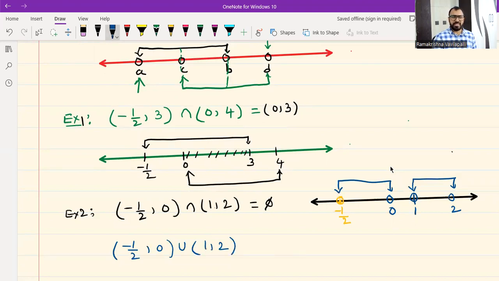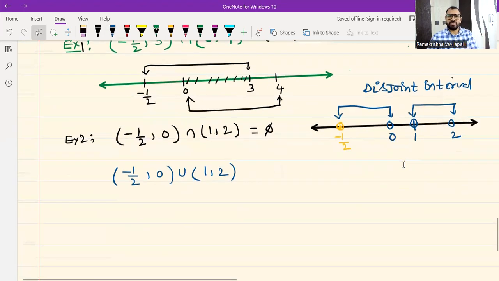If I ask this one, what is the union of these two intervals? See, these intervals are disjoint intervals, right? Disjoint intervals means there is nothing common at all. When nothing is common in two or more intervals, then they are known as disjoint intervals. So if you want to ask what is the union of these two intervals, just this is the union, because we have to write them separately. Because this is separate, this is separate. So you keep the union between the intervals.